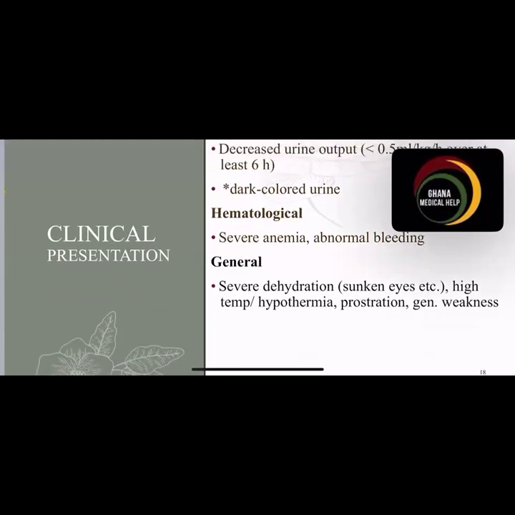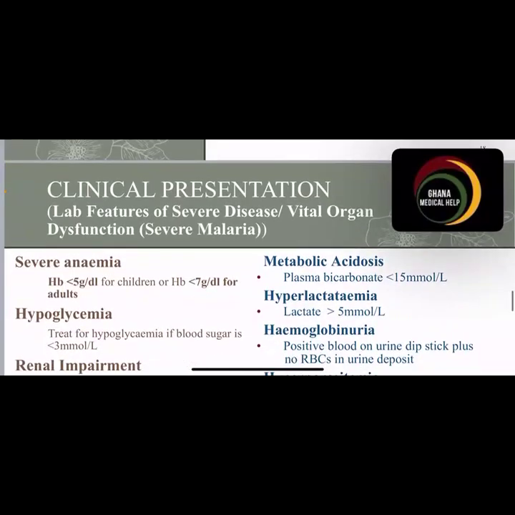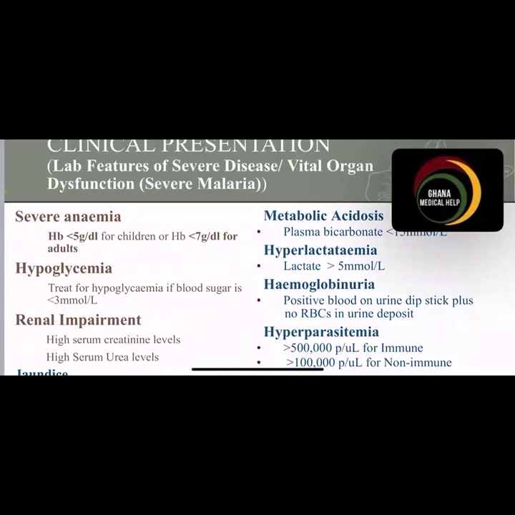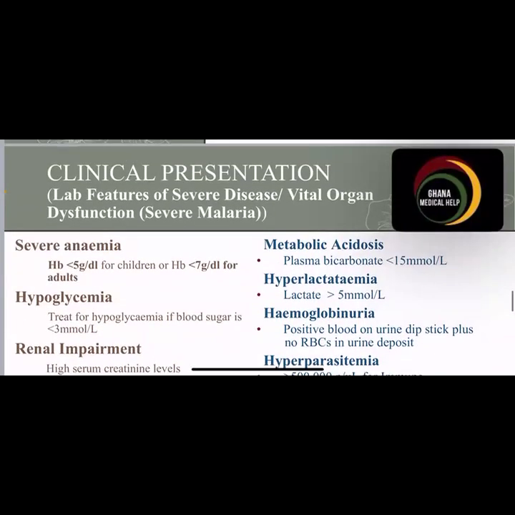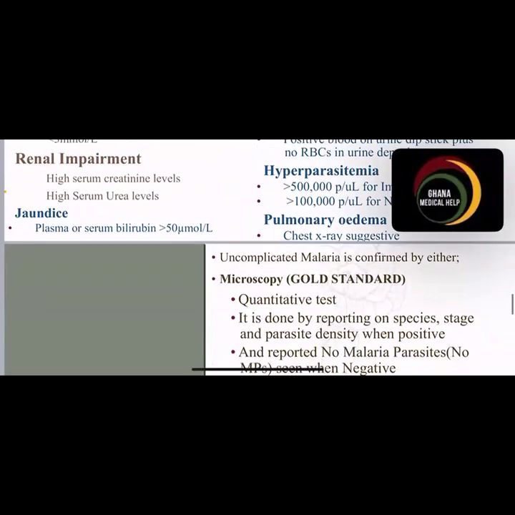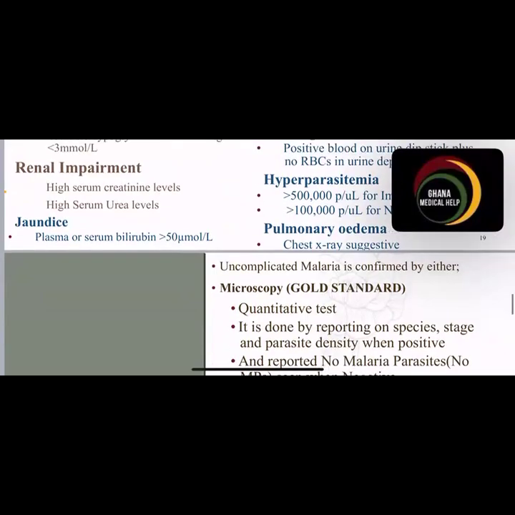Generally, you see that the person is severely dehydrated. Temperatures will be all over the place at the extremes, either hyperthermia or hypothermia. There will be prostration and general weakness of the patient. And so these are the laboratory values that you see. Like I said, anemia, less than 5 in kids, less than 7 in adults. The hypoglycemia, as you can see, and the renal impairment, you see high serum creatinine and urea levels. The jaundice you see in your serum bilirubin as well. And basically, you can even see hyperparasitemia on microscopy when it is done. Pulmonary edema, you can see it, especially when you do a chest X-ray, which is not actually recommended in pregnant women, but is for a need-to-know basis.